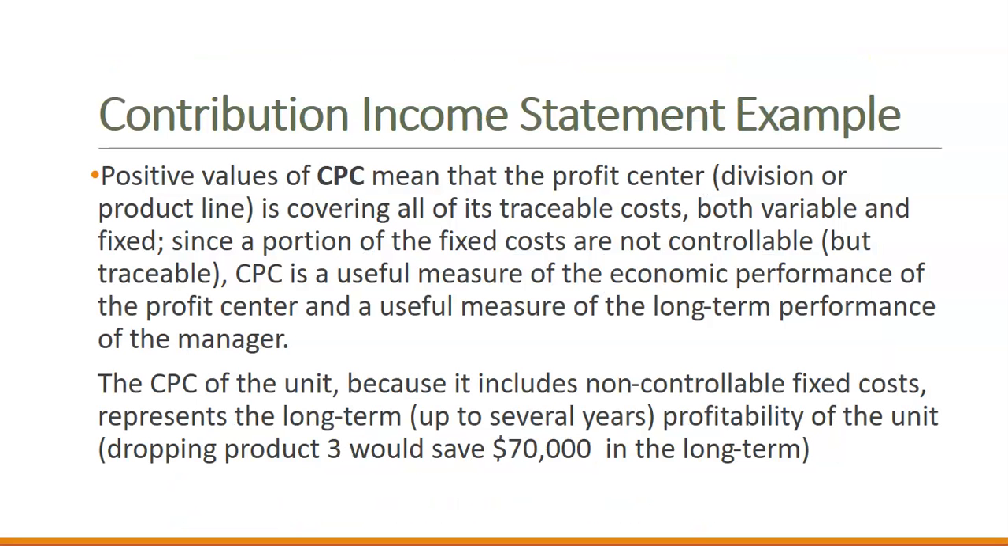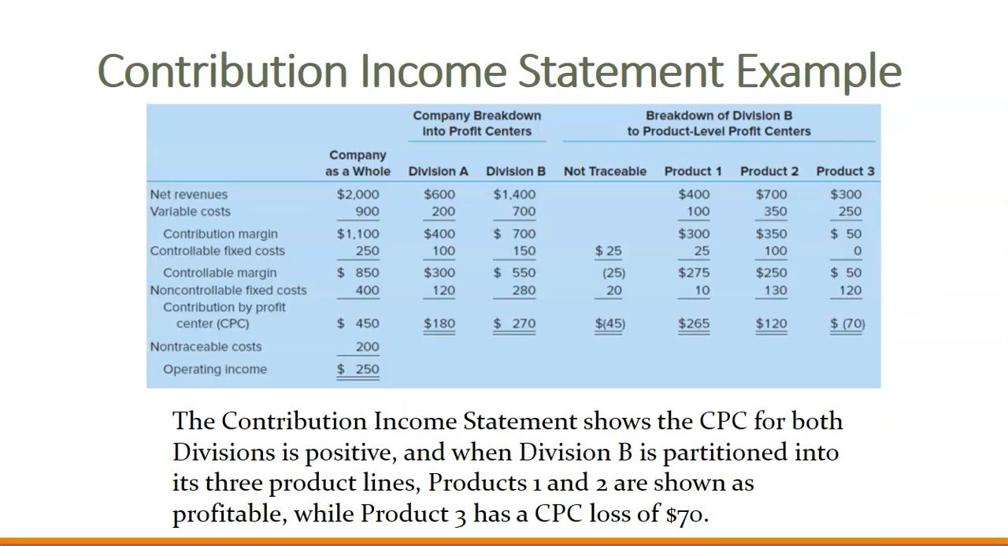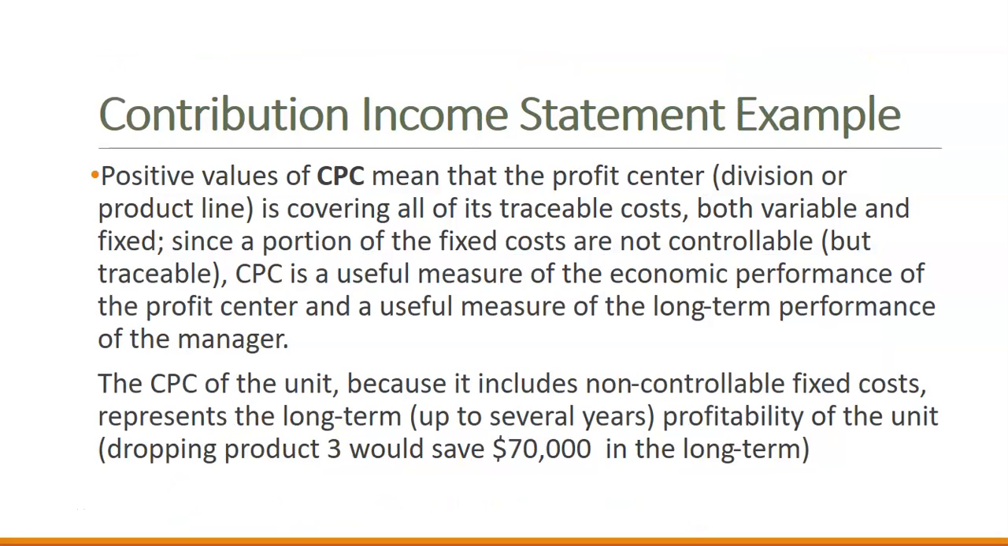Positive values on this contribution income statement mean that the profit center is covering all of its traceable costs, both variable and fixed. So that's the contribution by profit center. So we want that to be a positive number. As we can see when we're looking here, product 3 is not covering its controllable cost, variable and fixed costs.